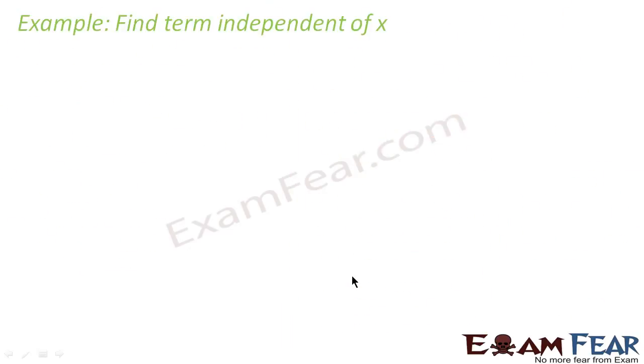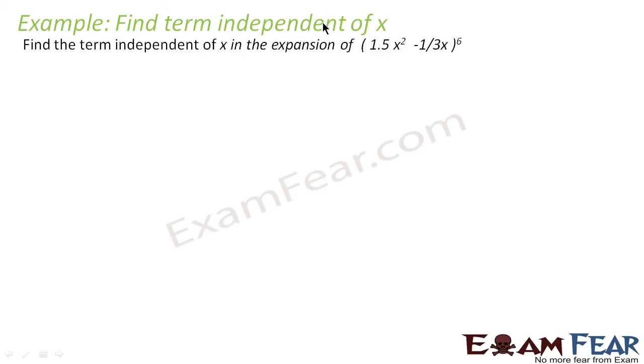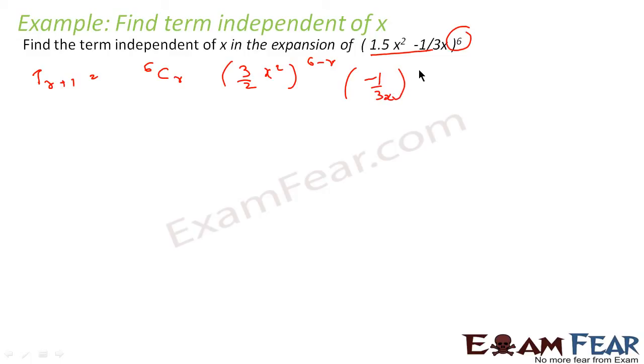So let's take an example where we have to find the term independent of x. So this is the expansion (3/2 x squared minus 1/(3x)) to the power 6. In this expansion we have to find the term which is independent of x. So in such a case, let's find T(r+1). T(r+1) is nothing but nCr, where n is equal to 6 here, 6Cr into (3/2 x squared) to the power 6 minus r into (minus 1/(3x)) to the power r. This is T(r+1).